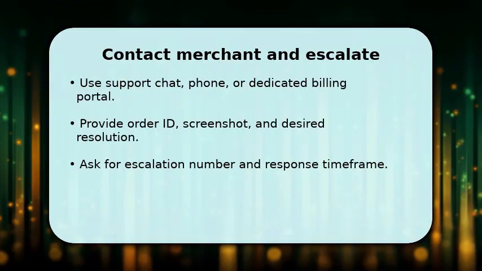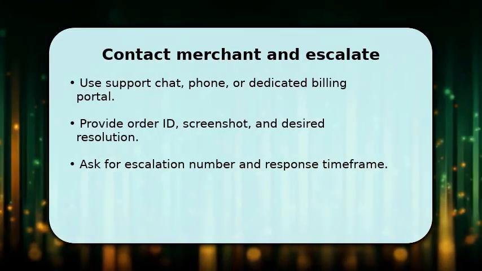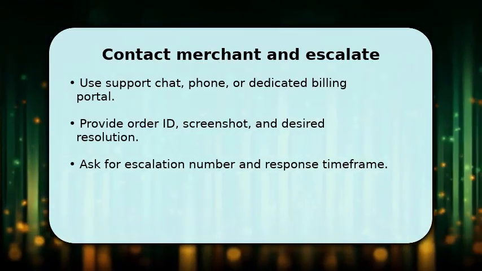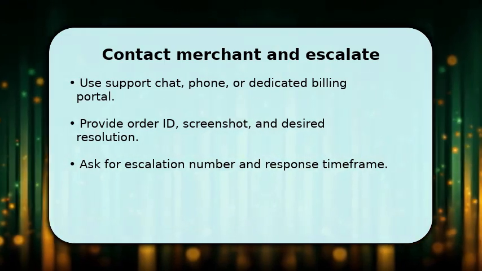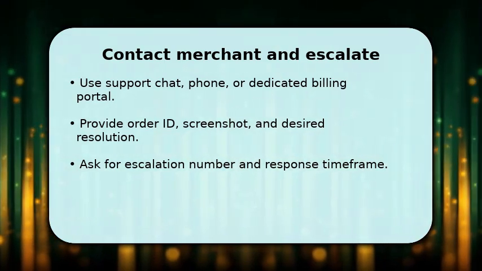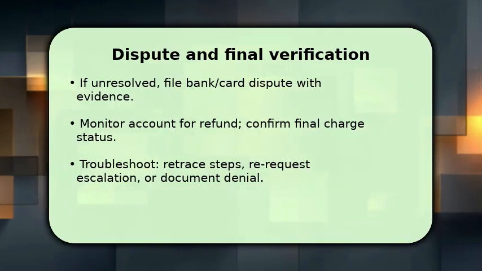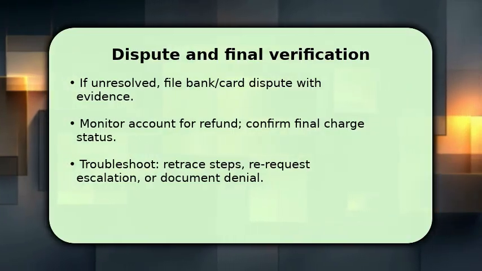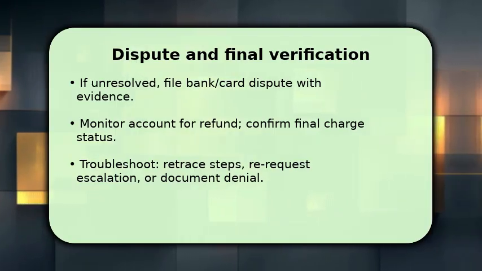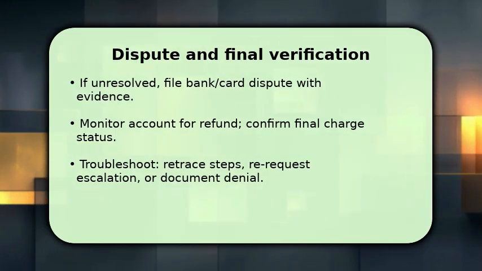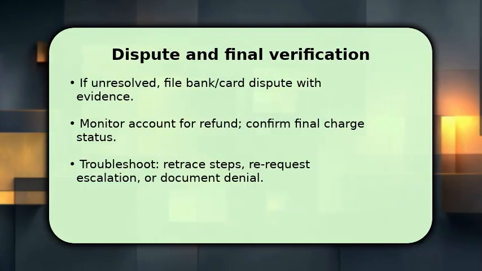If the frontline agent can't resolve it, you should request a supervisor or billing specialist. This preserves a trail and improves chances of a prompt, correct resolution. You file a dispute with your bank or card issuer if the merchant fails to resolve it. Submit the order ID, merchant responses, and receipts. Monitor your account for provisional or final refunds and confirm the charge's status once the process completes.